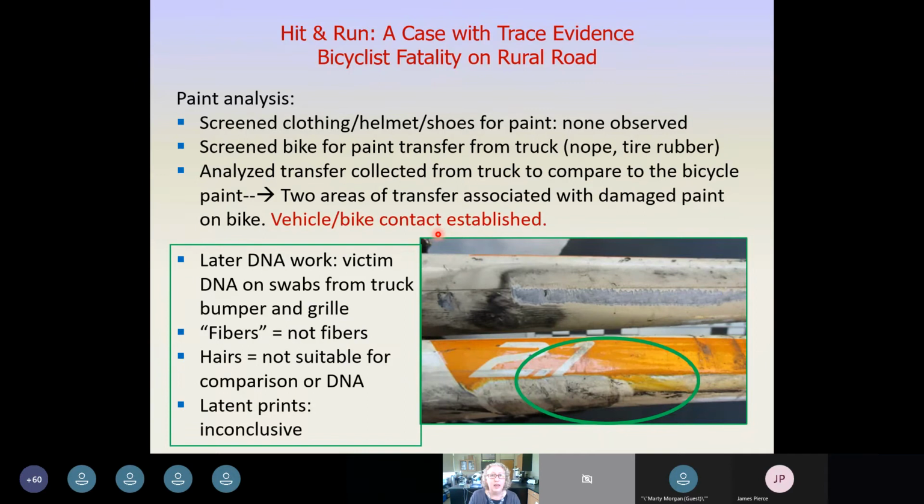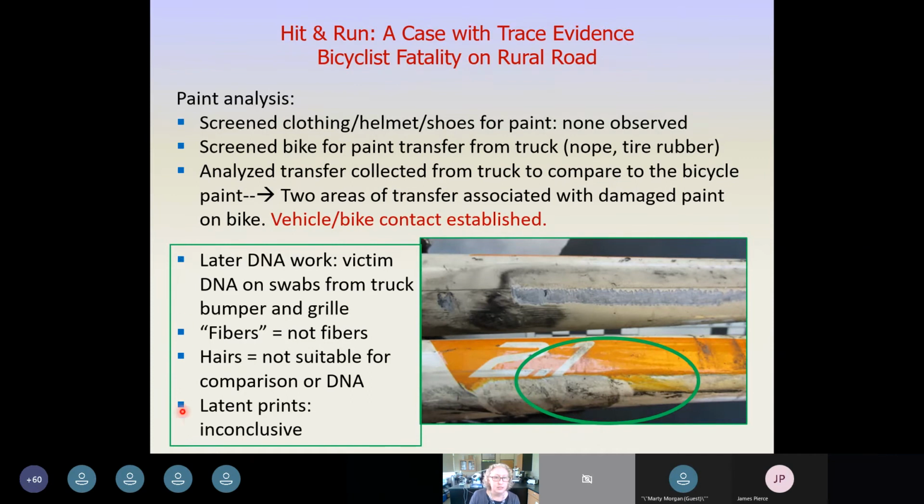So at that point, the physical match doesn't really answer the question, because it could be explained by the deer strike, but this paint transfer cannot be explained by the deer strike at all. And so we have made contact between the suspect vehicle and the bike itself. So that was the trace part of the game.